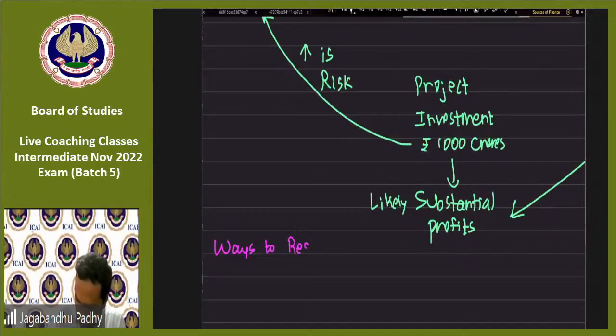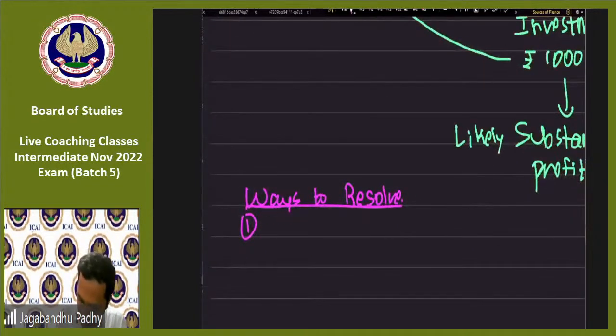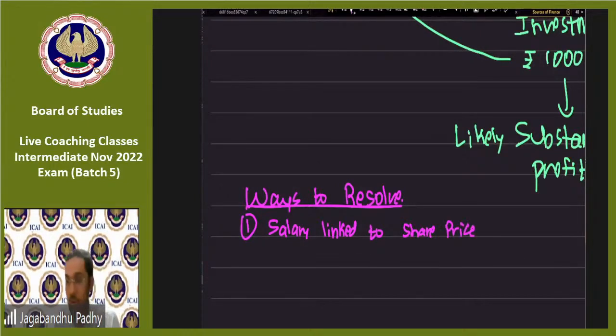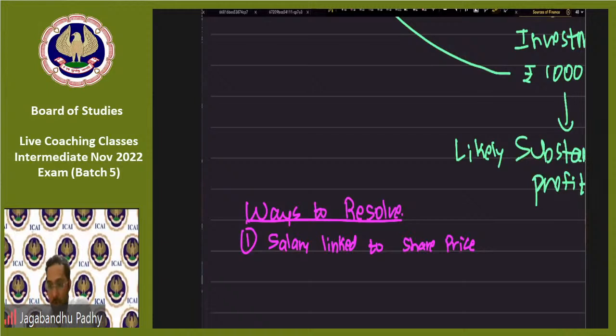Ways to resolve this agency problem. One, salary linked to share price. See, when you link your salary to share price, their objective will be to increase the share price. And share price is about wealth maximization. It will take into account both risk and reward. And if the rewards are better as compared to the risk, then only the share price will increase. Then only outside investors will be ready to invest in your company. You should link your salary to your share price.